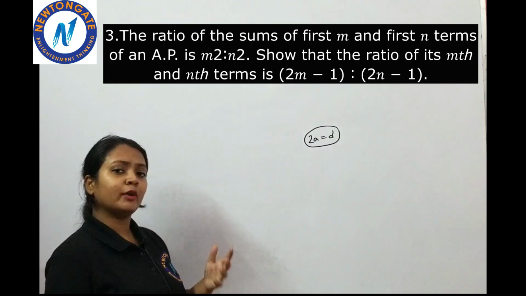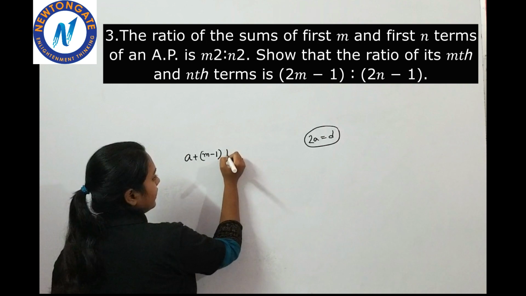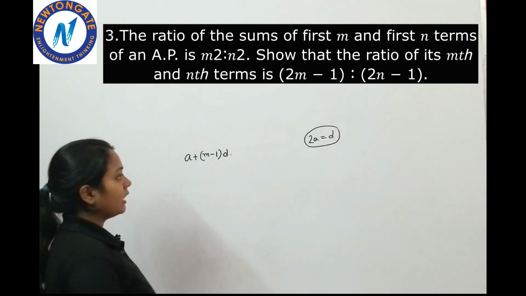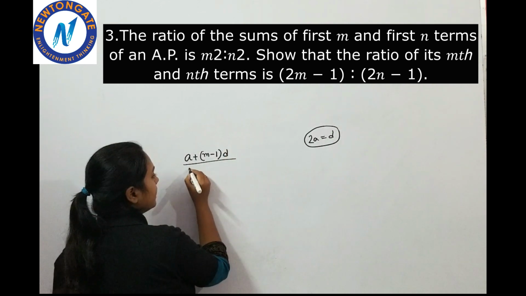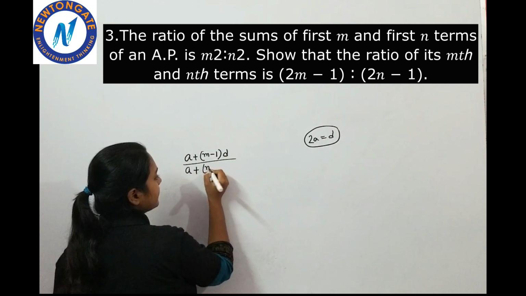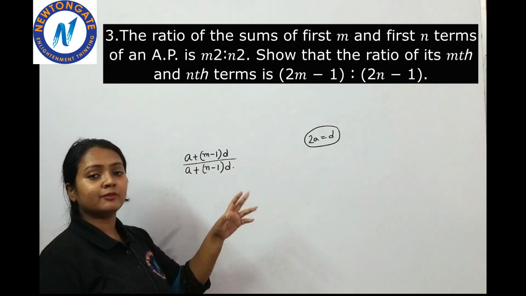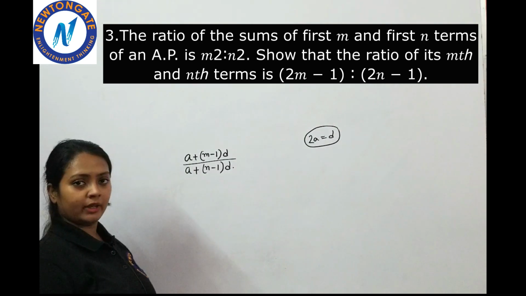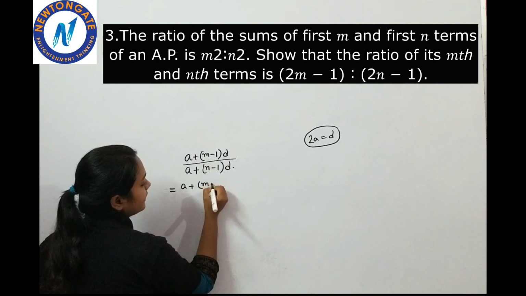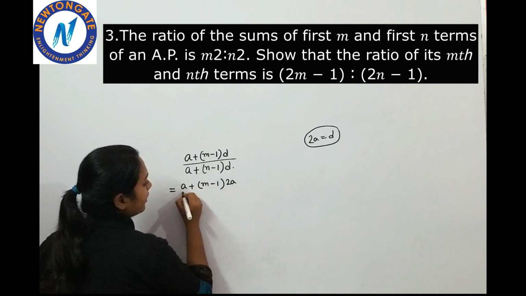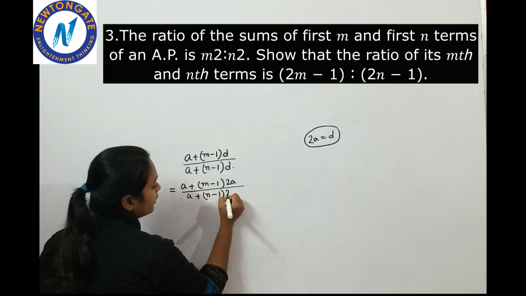What is the formula of nth term? Means a plus n minus 1 into d. Right? And the mth term means a plus m minus 1 into d. Now we put the value of d. Here d equals to 2a. Okay? Then we get a plus m minus 1 into 2a by a plus n minus 1 into 2a.